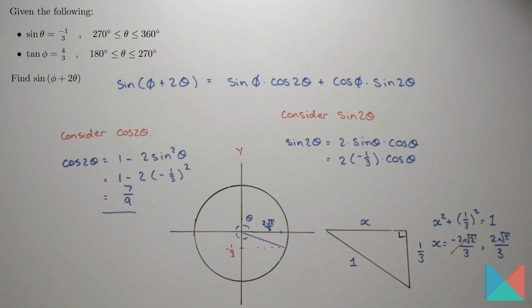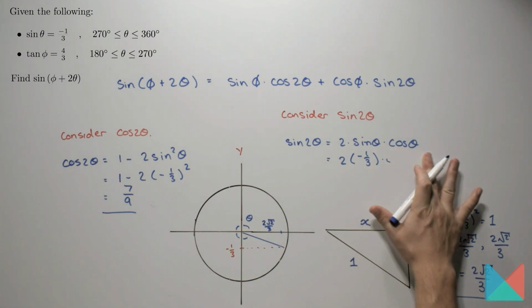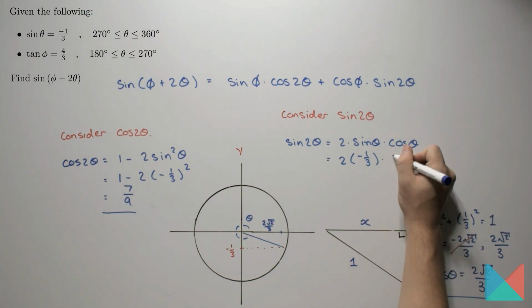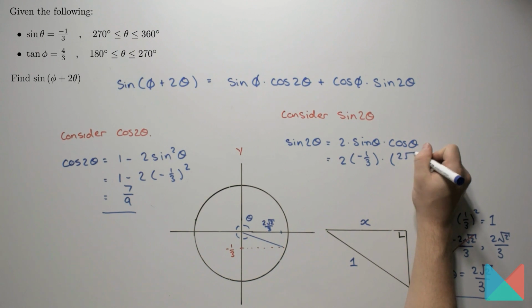And so that means the x component of the coordinate will be our value for x, which is going to give us cos of theta is equal to 2√2/3. Now let's substitute our value for cos of theta. So we can replace this with our result.